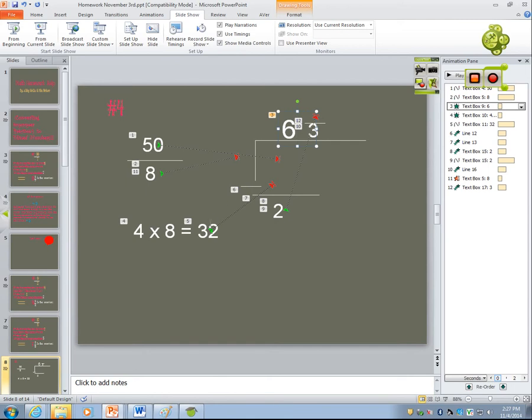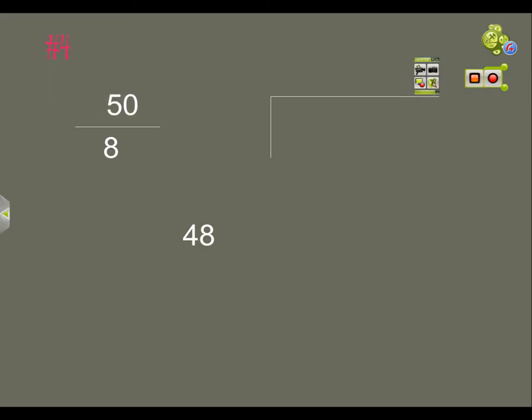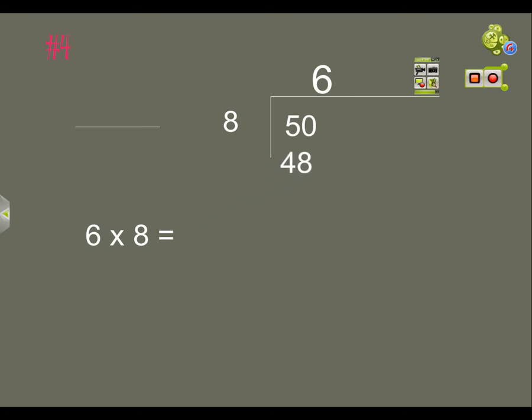Oh, should it be 6? I don't know. The remainder stays the same. Let's see what it looks like. Okay, 50 goes in, it goes whoosh. 8 goes in, it goes whoosh. And then it turns into 6. And 6 times 8 is 48. Then you subtract it, and so that would be 2. The remainder becomes the numerator. So the 2 goes whoosh, and then 8 disappears, and then it goes whoosh.